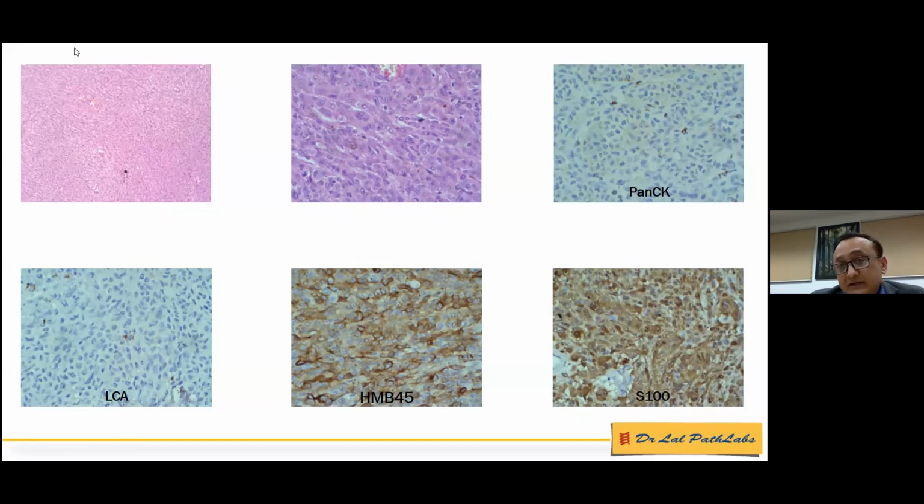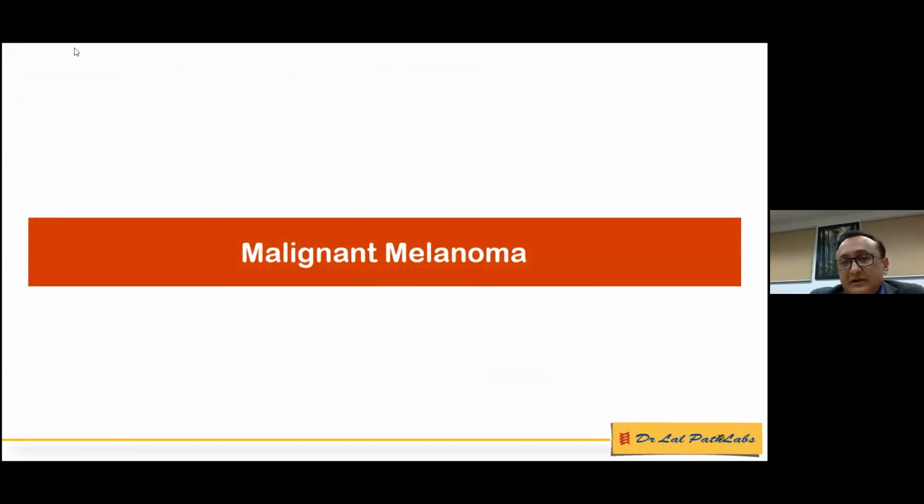As I showed in the first step, we do the lineage specific markers. Out of that, S100 was positive. HMB45 was also put up, which was also diffusely positive in tumor cells. So the diagnosis was malignant melanoma of the anal canal, which was presenting as a mass in the rectum.